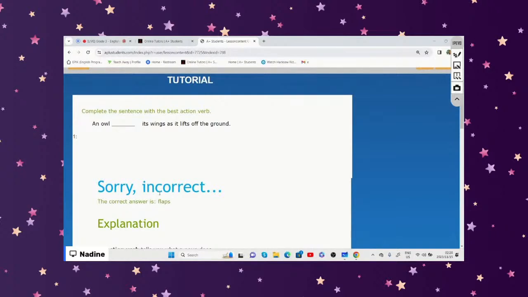Yes, and we can say that the owl flaps its wings, right? And when he flaps his wings, it's almost like trying to get himself up, right? Because here it says, an owl flaps its wings as it lifts off the ground. So he's about to fly. Now he's trying to lift himself off the ground, which means that he needs to flap his wings.